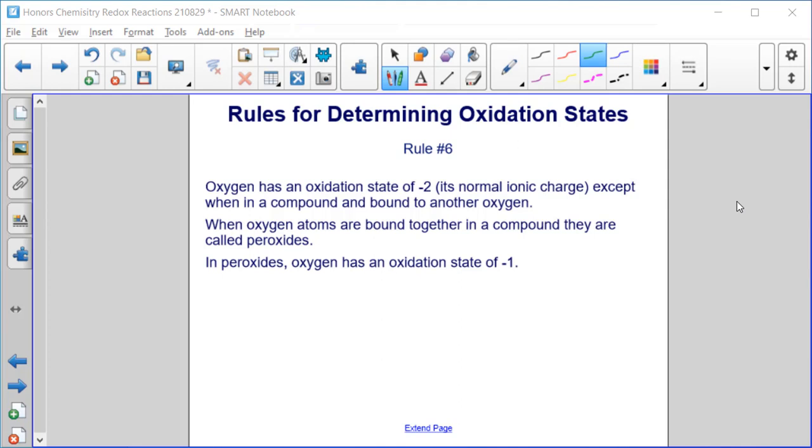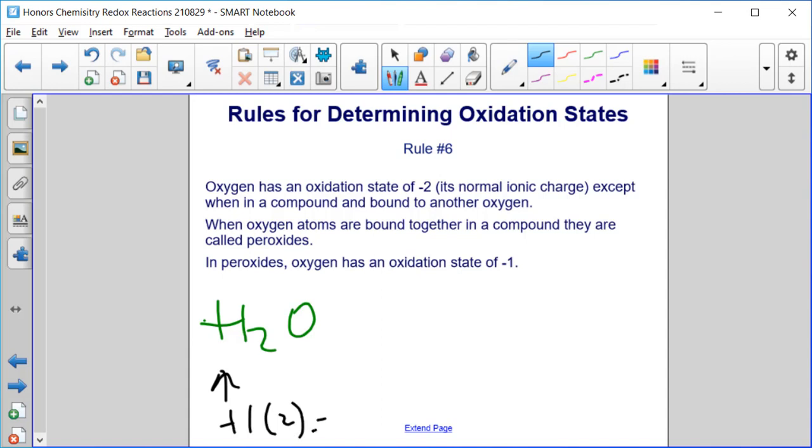So let me give you a couple of examples. In the previous rule we were discussing water. In this case, we know that hydrogen has an oxidation state of +1. Now this subscript 2 means there's 2 of them. So we have an overall +2 being contributed by those hydrogens. In order for the molecule to be overall neutral, then this oxygen, as we see here, is -2. Okay, now, except when bound in a compound and bound to another oxygen.